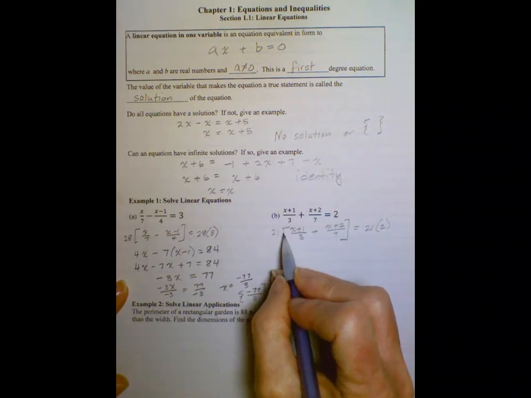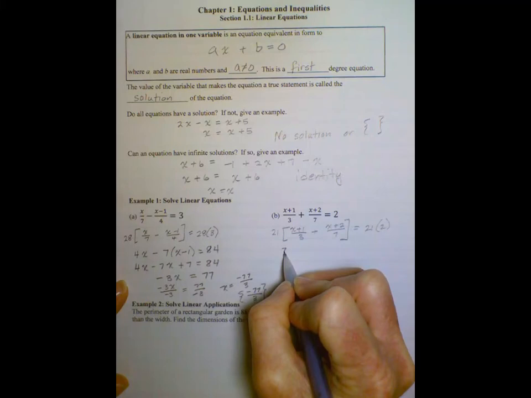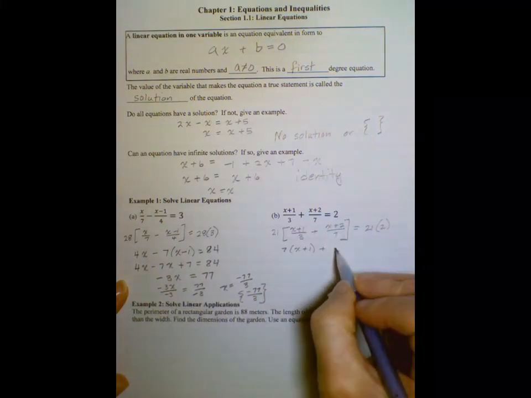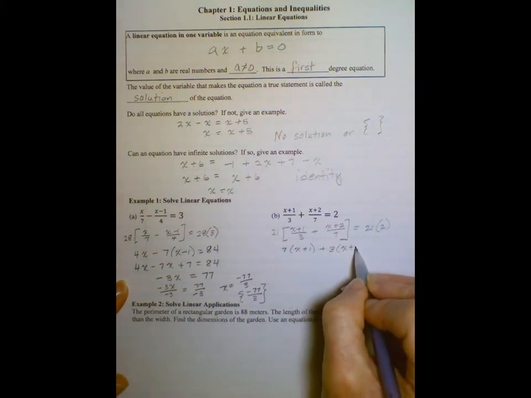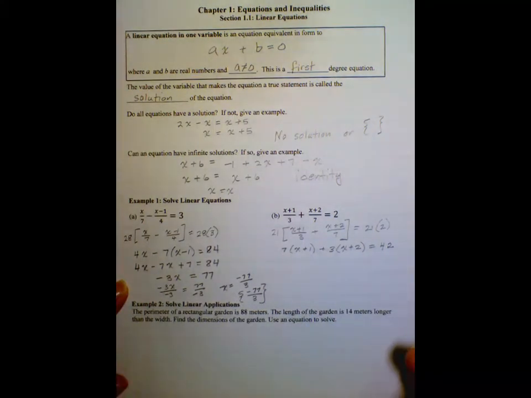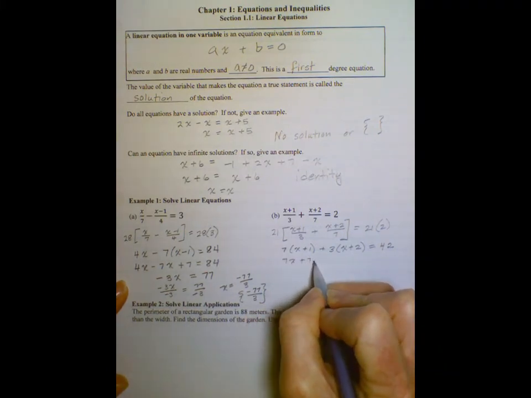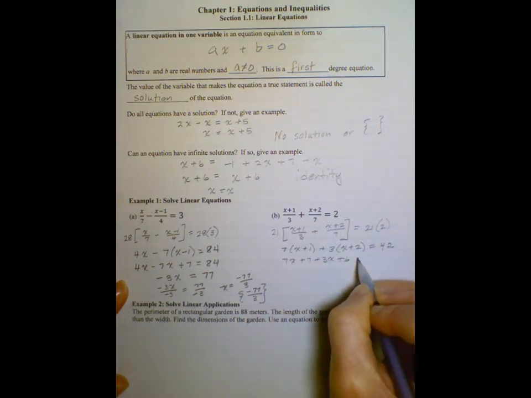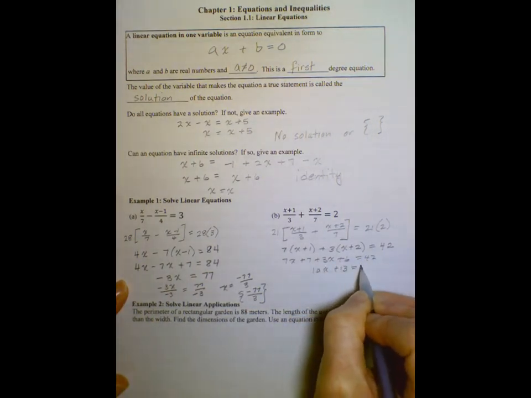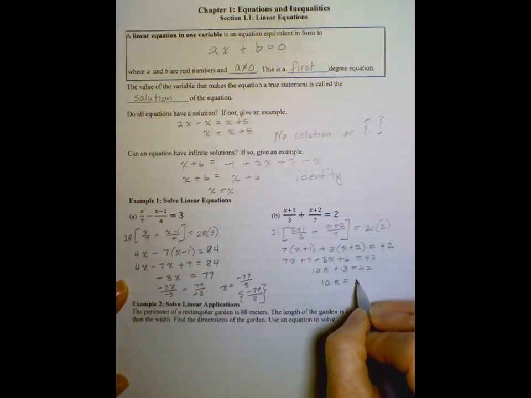Okay, when I multiply 21 times x plus 1 and then divide by 3, that 3 goes into 21 7 times. So 7 will be multiplied by x plus 1. And 7 goes into 21 3 times, will be multiplied by x plus 2. And 2 times 21 is 42. See how simple that's going to be to solve? One step. Okay, distribute: 7x plus 7 plus 3x plus 6 equals 42. Combine like terms, 10x plus 13 equals 42. Subtract 13, 10x equals 29.